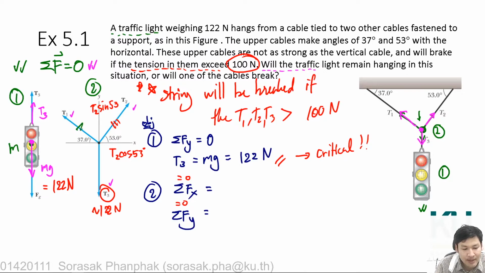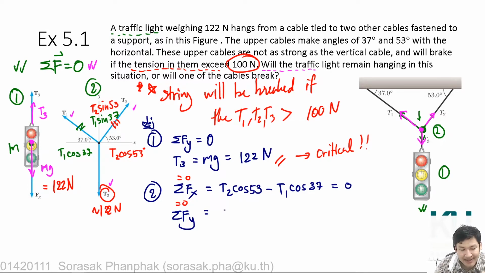And how about this one? This is T1 cos 37. And this is T1 sin 37. So now you can sum up along the x-axis and y-axis. The first one is your T2 cos 53, minus T1 cos 37. This is equal to 0.